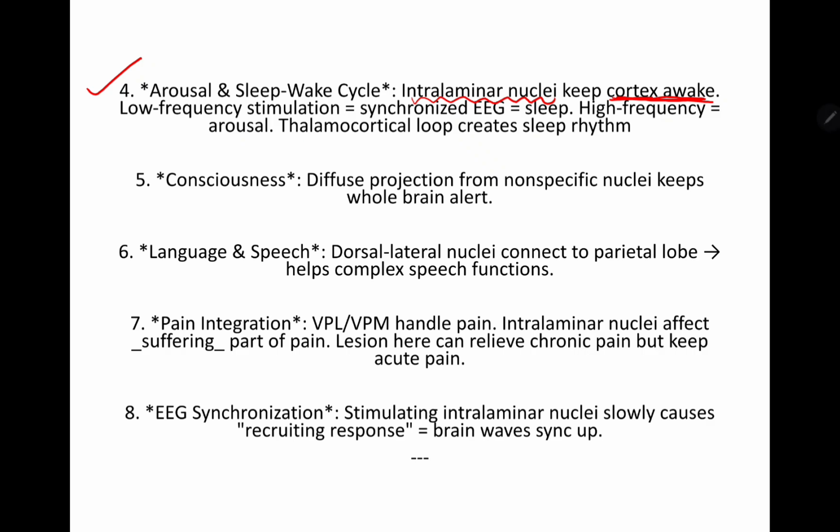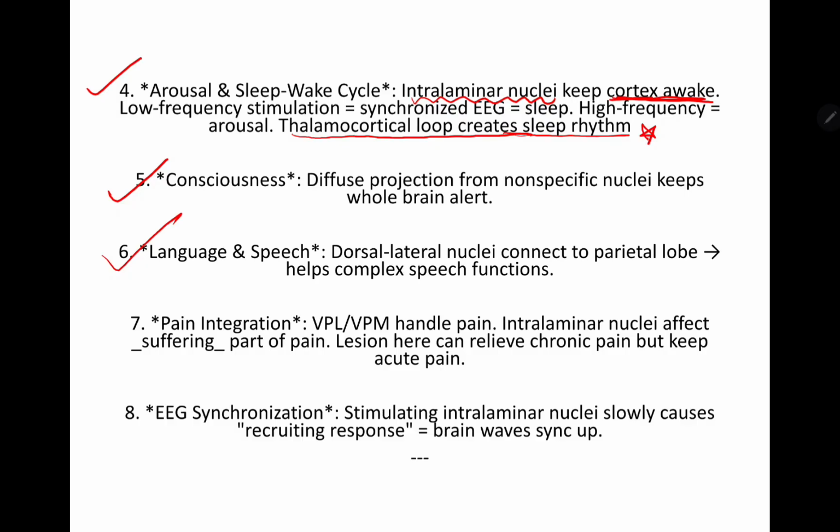Then thalamocortical loop creates a sleep rhythm. Next is consciousness, which is diffuse projection from non-specific nuclei keeps whole brain alert. So the projection, if it is in diffuse manner from non-specific nuclei, not specific. Non-specific is nothing but group actions, right? So diffuse projections from the group actions of nuclei keep the whole brain alert, causing consciousness.